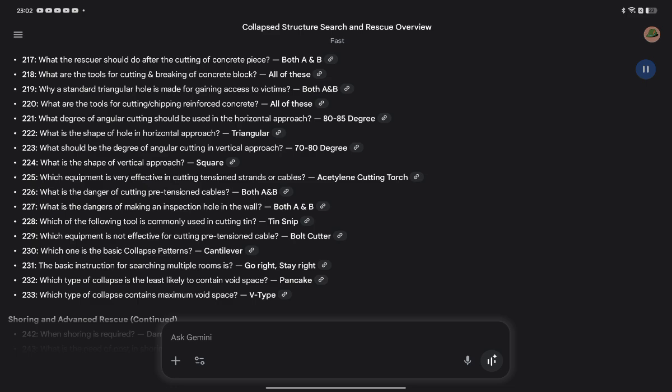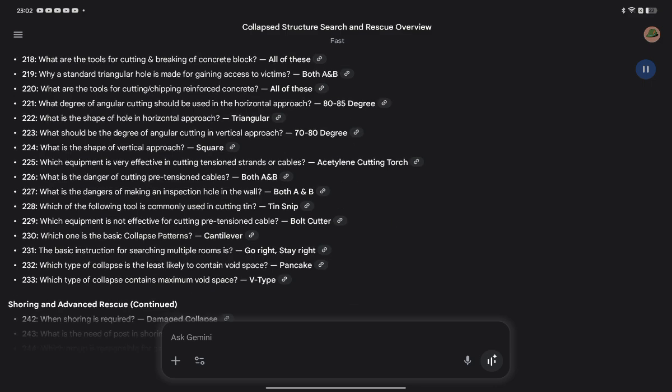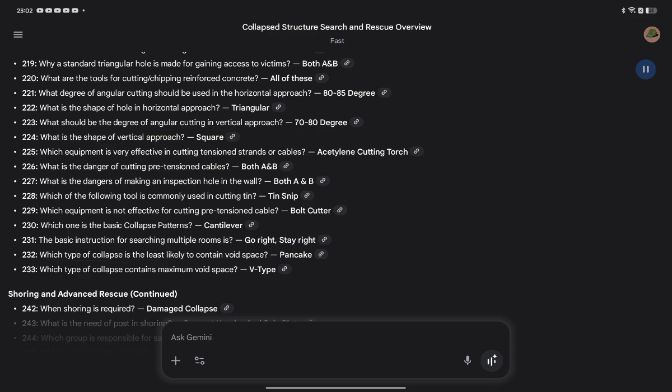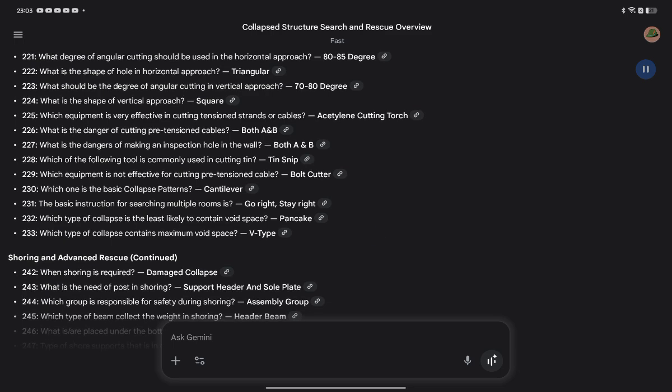218. What are the tools for cutting and breaking of concrete block? All of these. 219. Why a standard triangular hole is made for gaining access to victims? Both A and B. 220. What are the tools for cutting/chipping reinforced concrete? All of these. 221. What degree of angular cutting should be used in the horizontal approach? 80 to 85 degree. 222. What is the shape of hole in horizontal approach? Triangular.